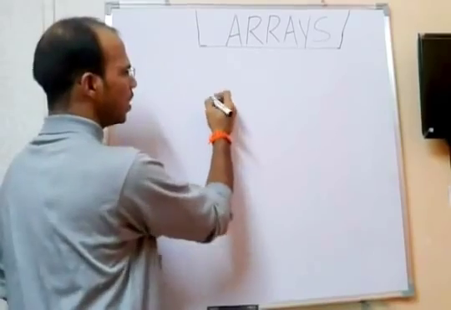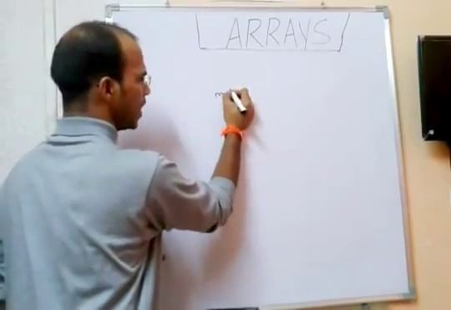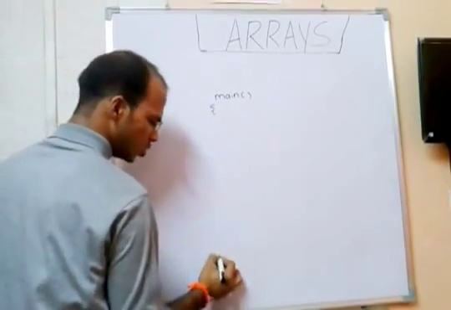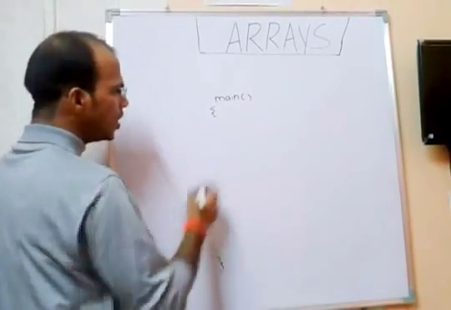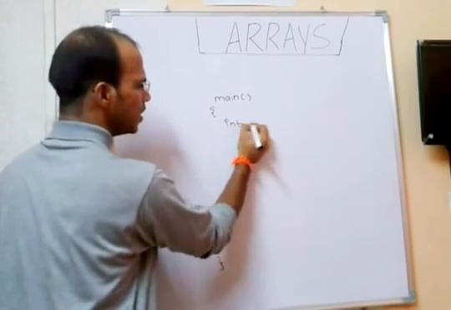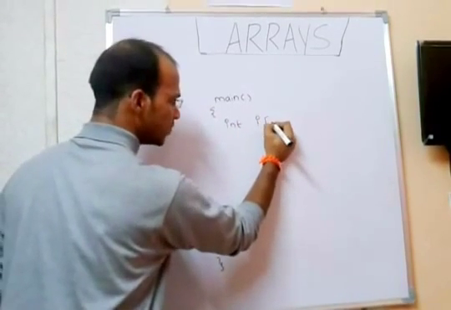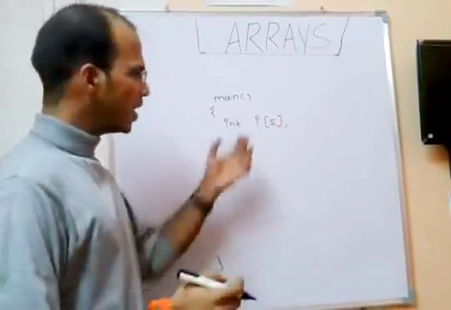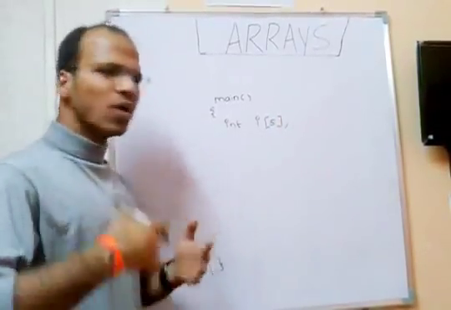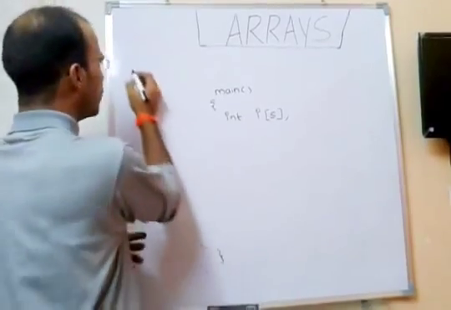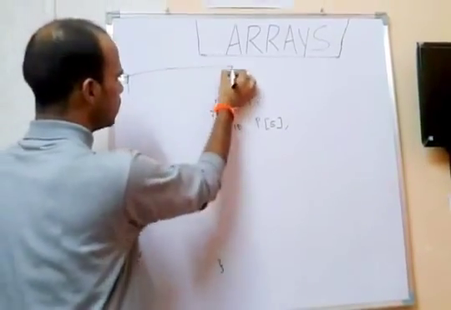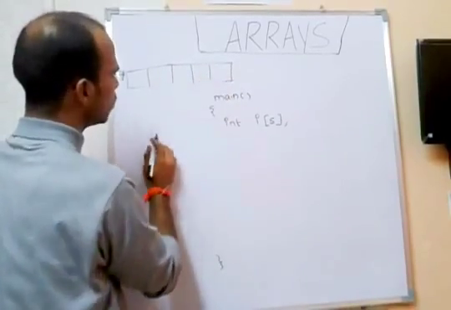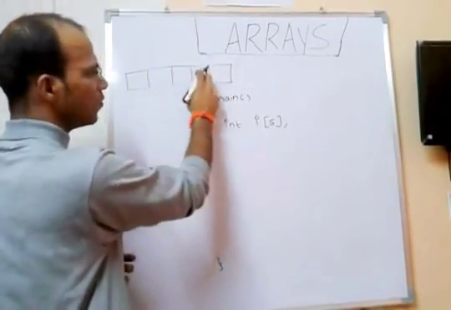Let's suppose I'm dealing with a C program with a normal main function, curly brace open, curly brace close. Here, if I define a variable int I, and I want this variable I to accommodate 5 values, I want to assign 5 values in this way. It is like a train with 5 bogies. So this will have 5 bogies: 1, 2, 3, 4, 5.